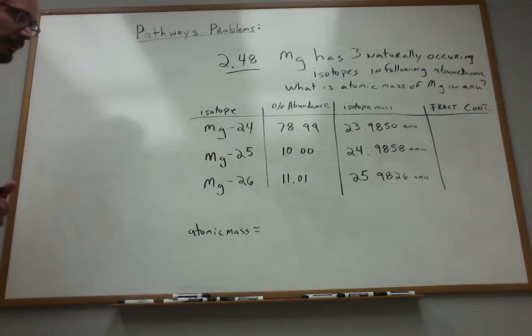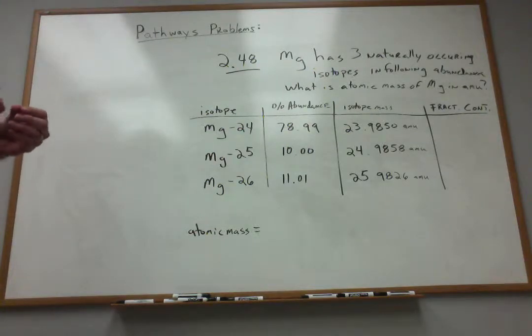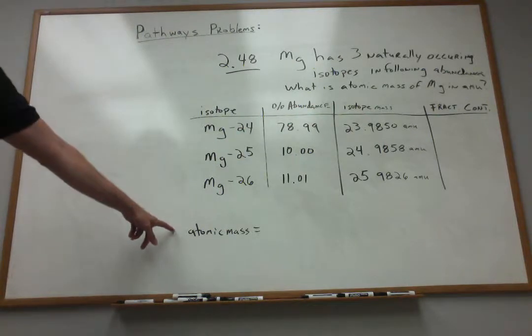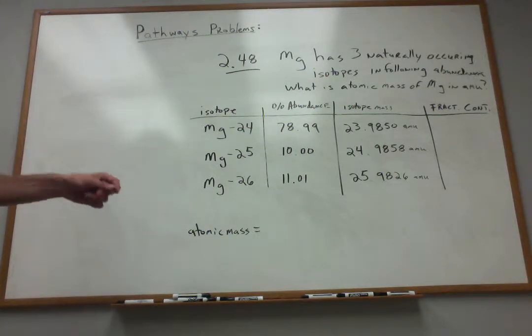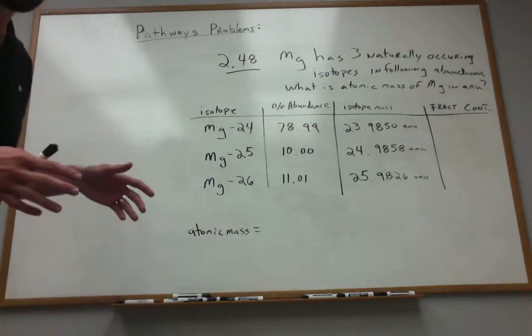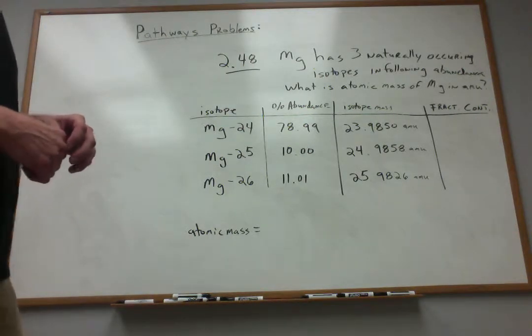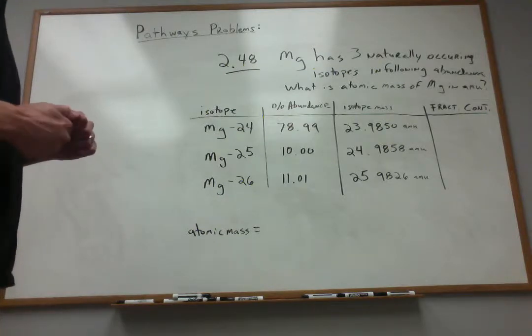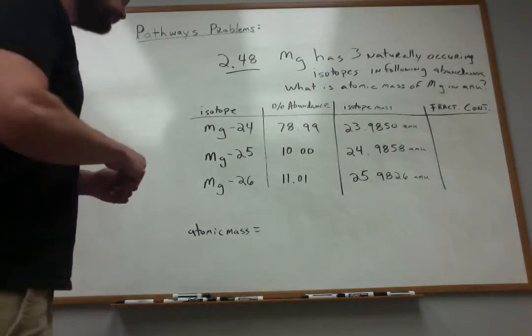So how can we use the information on abundance and isotope mass to compute what we should report as the isotopically abundance-averaged atomic mass? And again, this is the average that's representative of all magnesium that we're going to interact with in our experiments in nature here on Earth, okay? So how will we do this? Well, it's pretty simple mathematically.